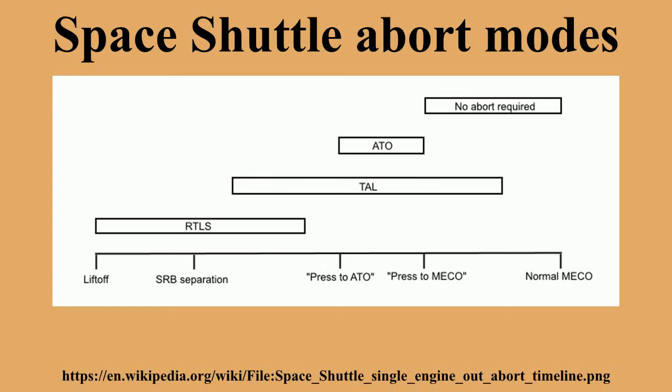Abort once around. An abort once around was available if the shuttle was unable to reach a stable orbit but had sufficient velocity to circle the Earth once and land, about 90 minutes after liftoff. The time window for using the AOA abort was very short, just a few seconds between the TAL and ATO abort opportunities. Therefore, taking this option was very unlikely. This abort mode was never needed during the entire history of the Space Shuttle program.